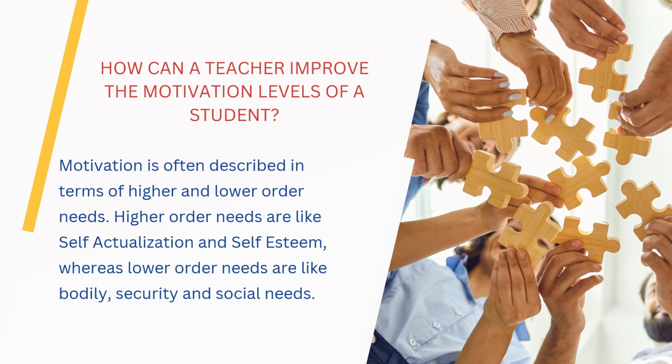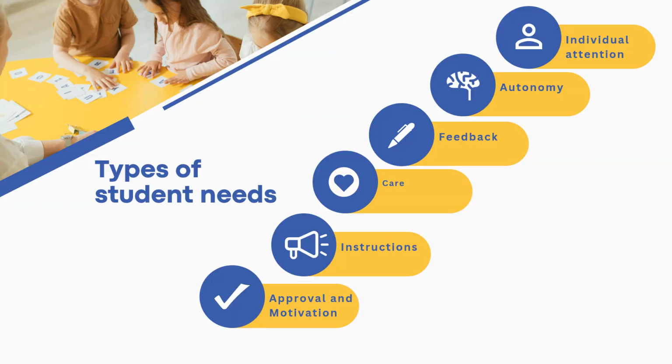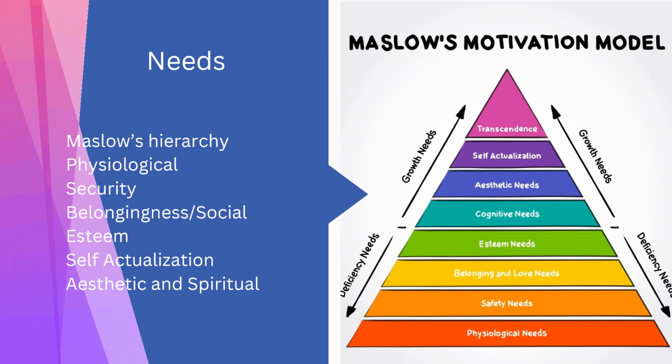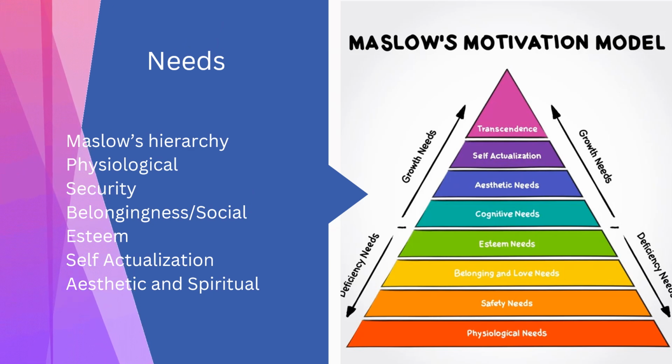How can the teacher improve the motivation levels of a student? Motivation is often described in terms of higher and lower order needs. Higher order needs are like self-actualization and self-esteem, whereas lower order needs are like bodily security and social needs. The various types of student needs are like approval and motivation from the teacher, instructions, care, feedback, autonomy, and individualized attention. Student needs can be represented in the form of Maslow's hierarchy of need.